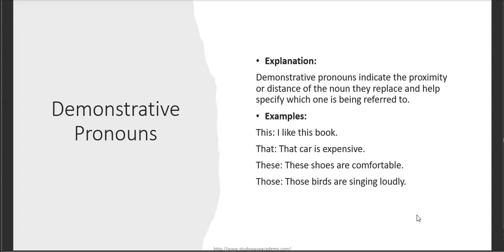These shoes are comfortable. The shoes are all close to you, but it shows that they're comfortable. So there can be 2 shoes or 3, but they're close to you, and you're just being specific that these are the shoes that are comfortable. Those birds are singing loudly. Now this means that the birds are far away from you and they're singing loudly. So you're being specific, those birds. And it's not just one bird, but 2 or 3 or whatever number, okay?